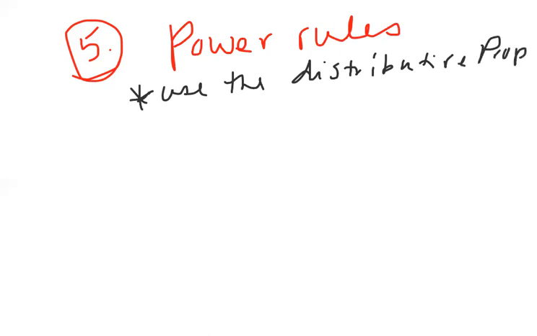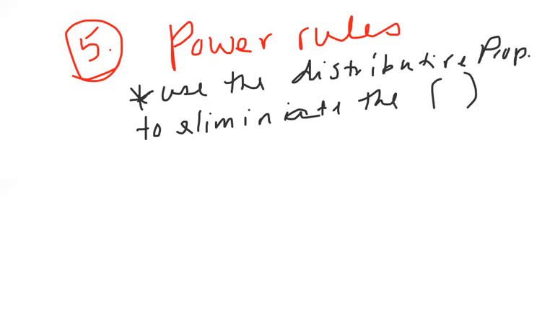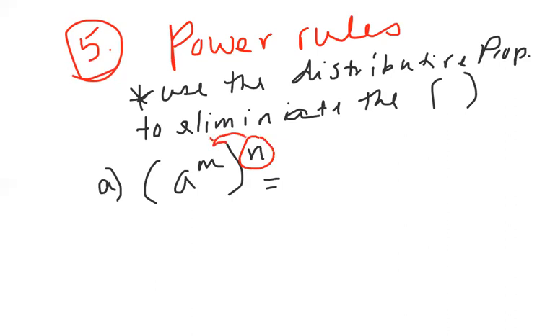Use the distributive property to eliminate the parentheses. So what in the world am I talking about? Here's what I'm talking about, guys. I'm breaking this up into parts for you. Let's say you have a to the m raised to the n power. You see how you have a power inside the parentheses and a power on the outside of the parentheses. You want to take those two powers and multiply them together. So in other words, you're going to distribute them.